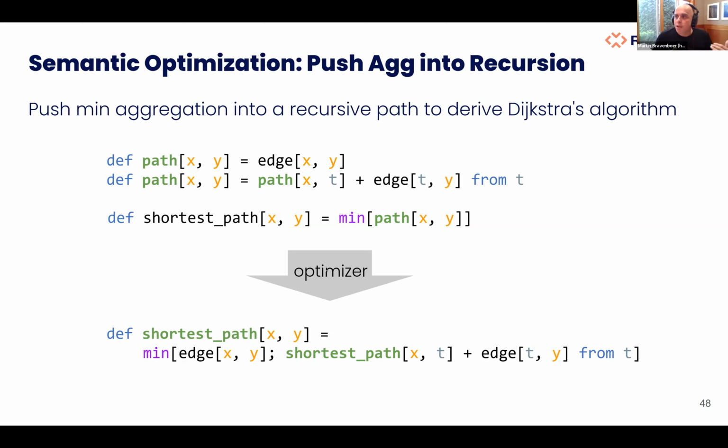Now, our optimizer actually knows the algebraic properties of min distribution over plus, like I showed earlier, and it can push the min into the aggregation and do this min aggregation while the shortest path is executing. And then you essentially get Dijkstra's algorithm. This is of course great anyway, but this is also key to our library working effectively. I will show some examples of it later. This allows us to have abstractions in our libraries that are optimized away depending on how people use them.